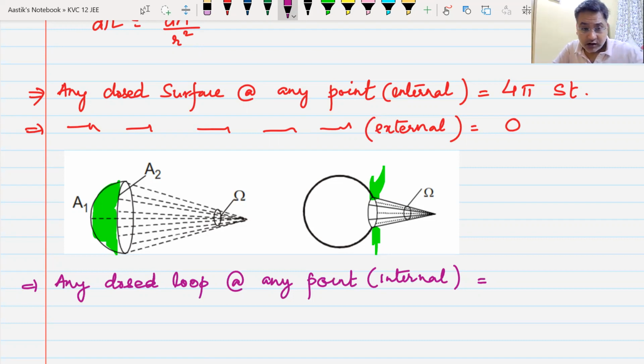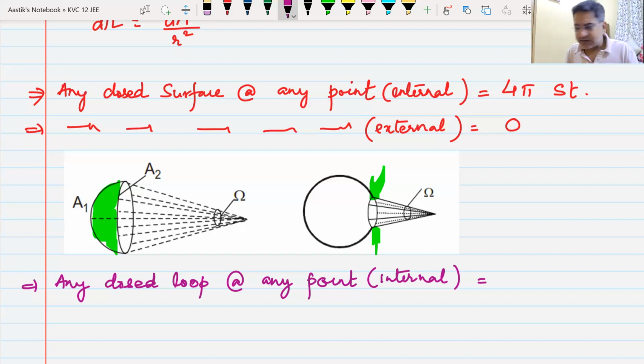Loop, not area. 2 pi. Any closed loop at any internal point will subtend how much angle? It's not so difficult as you are thinking. Two pi, it will subtend an angle of 2 pi.